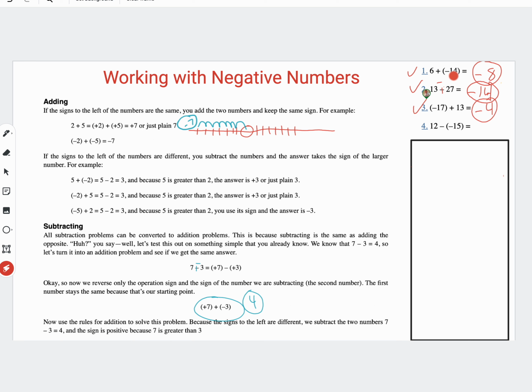And number 4, 12 minus negative 15. Let's change this to an addition problem. We can add the opposite. 12 plus positive 15 will get us to positive 27. The answer is 27.